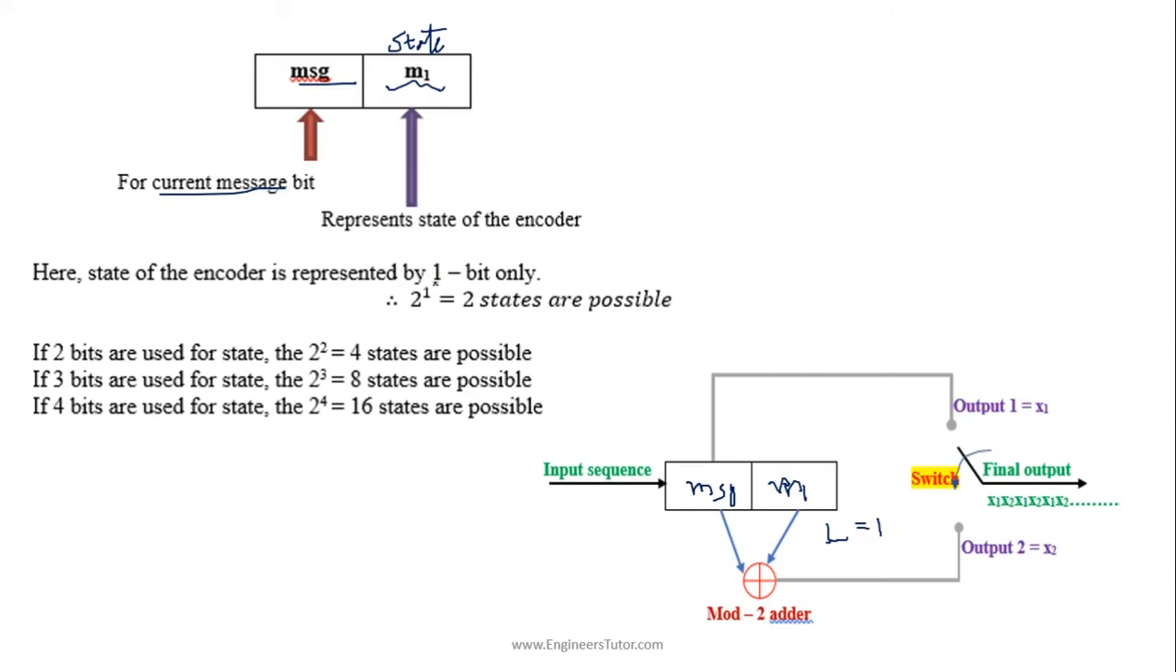As one bit is reserved for the state, only 2 to the power of 1, equal to 2 states, are possible: state 0 and state 1. If 2 bits are used for state representation, we can have 4 possible states. If 3 bits are used, or the constraint length is 3, we can have 8 possible states. If 4 bits are used, then we can have 16 possible states.